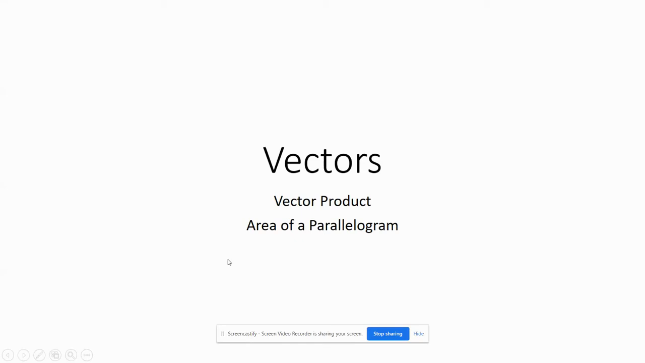This is the last lesson on vectors. It will finish up 3.13 and 3.14. Vector product, not to be confused with scalar product. It's the reason I wanted these to be separate. And then area of a parallelogram.